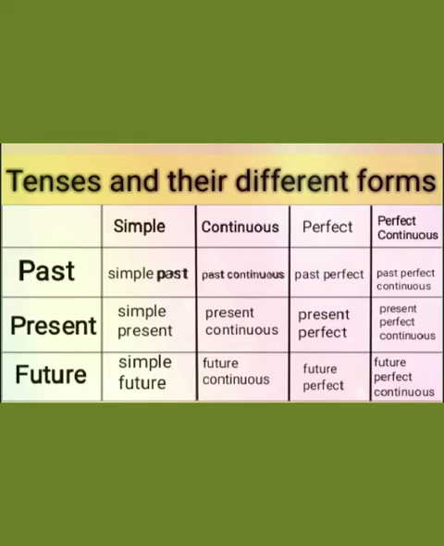Now, here is a chart showing all the forms of tenses. So, first is the past indefinite tense, or also called simple past. Then we have past continuous tense, then past perfect tense, and the fourth is past perfect continuous tense. In the same way, we can make tenses with present and future time as well. Now, let us begin with the first tense, and that is past tense.